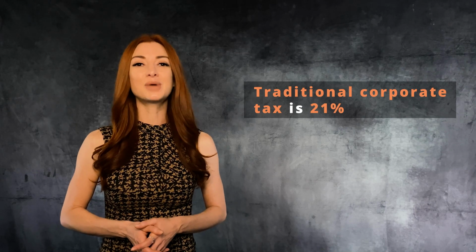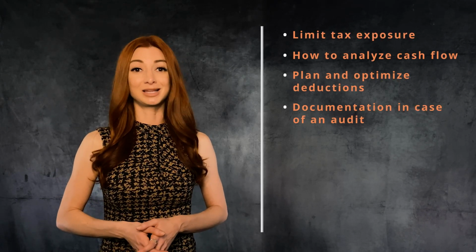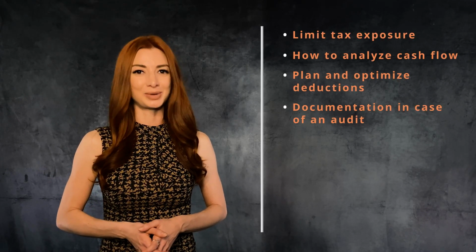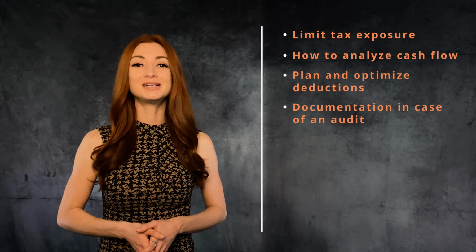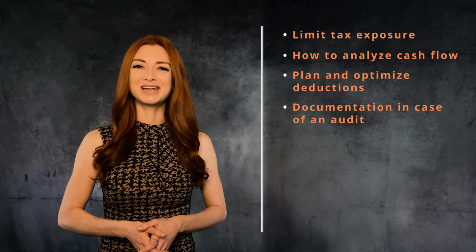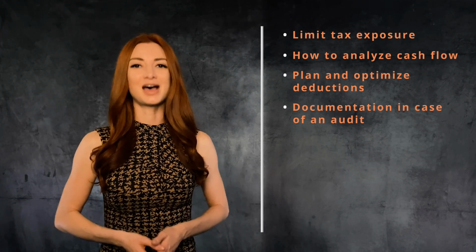With taxes set to rise in California and other markets, it is more important than ever that retailers and dispensaries understand what they can and cannot deduct to lower their 280E exposure. In the following video, we will show how cannabis retailers and dispensaries can limit their tax exposure while complying with 280E. We'll discuss how to analyze cash flow, properly plan and optimize deductions, and provide instructions on how to make sure your documentation supports your position in the event of an IRS tax audit.